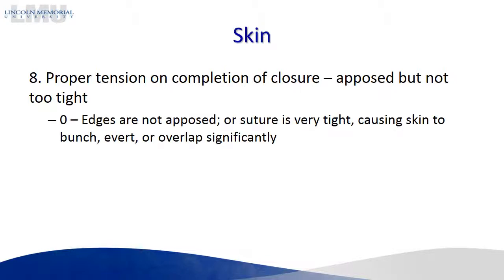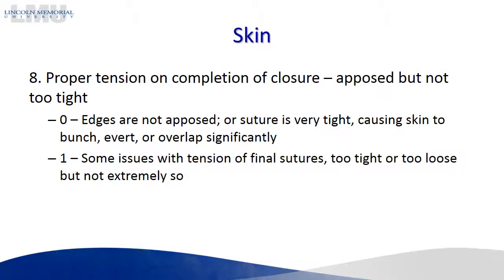So the example of a 0 is either that the edges are not opposed, so we're seeing subcutaneous tissue as opposed to just seeing skin tissue. Or perhaps the suture is very tight. And by very tight, we're going to say it's causing the skin to bunch, evert, or face outwards, or overlap significantly. And so therefore, we're going to say that those sutures are very tight, and we're going to count those as unacceptable.